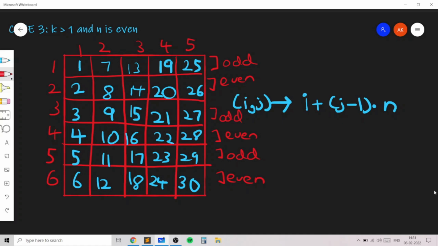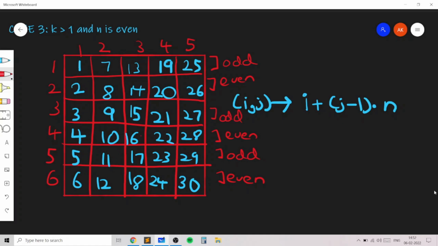Next one is 19 and next one is 25. So each time you're adding the number n, and that's essentially why you do j minus 1 into n. Every adjacent element will be n plus the one to its left. That's why it's j minus 1 into n. And you add i because you're increasing the value as you go by the rows.